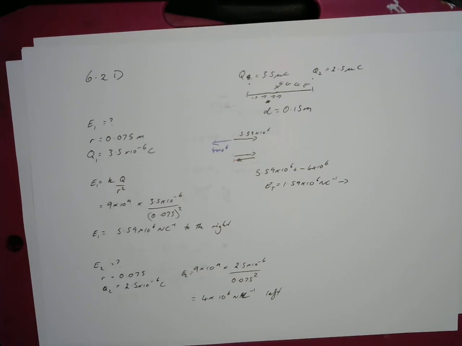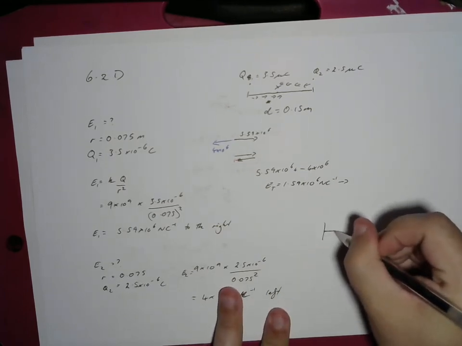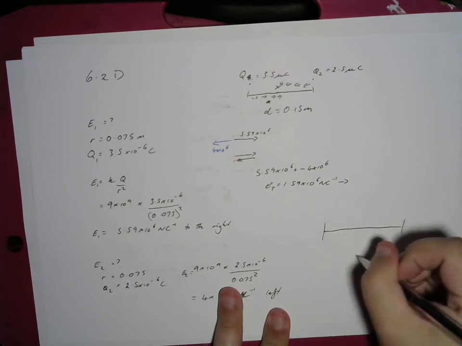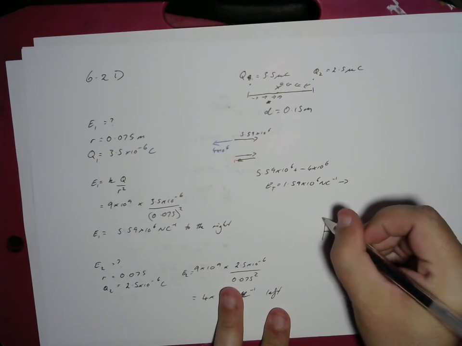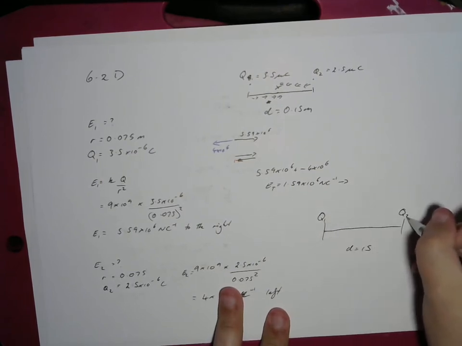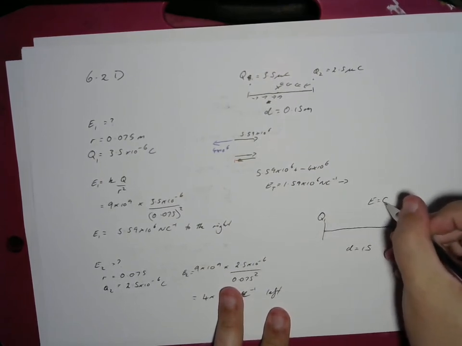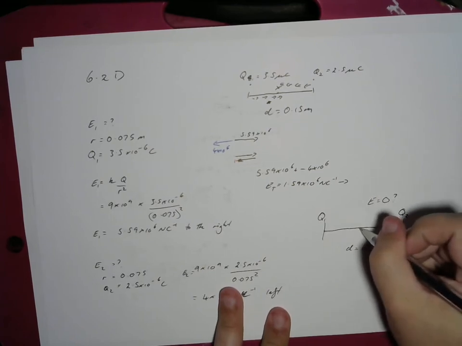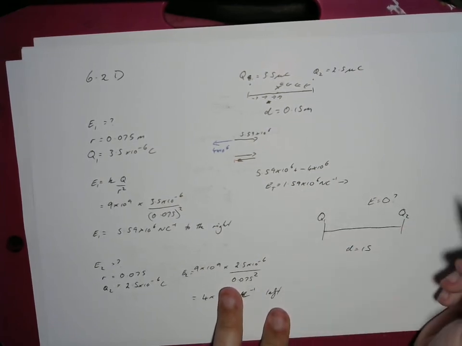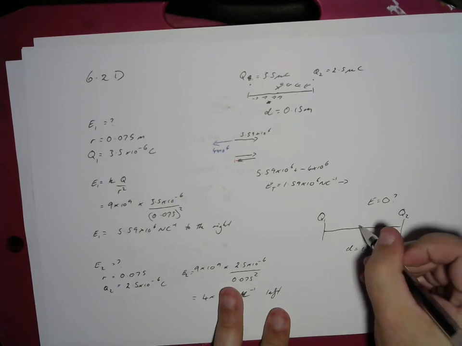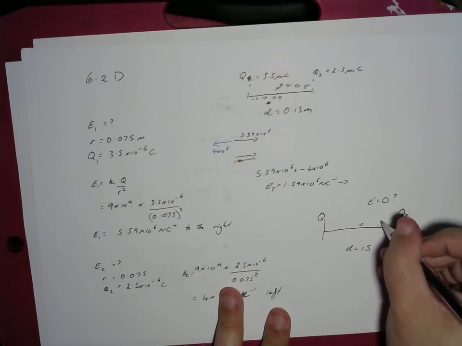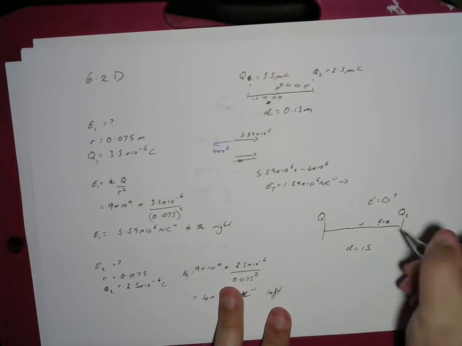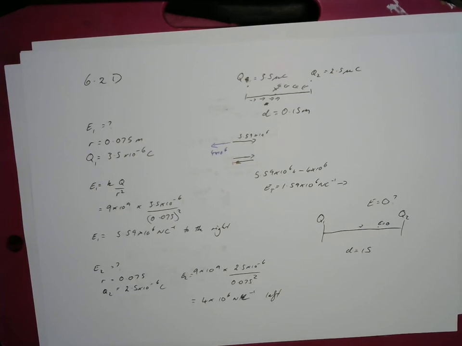Now let's have a look at the second part. We want to know where, on this length of distance equals 15 centimeters between charge 1 and charge 2, E equals 0. We know at this point here in the middle it equals 1.59 to the right, so there's still a little bit there. So it's going to be somewhere over here that there's a point where E equals 0.